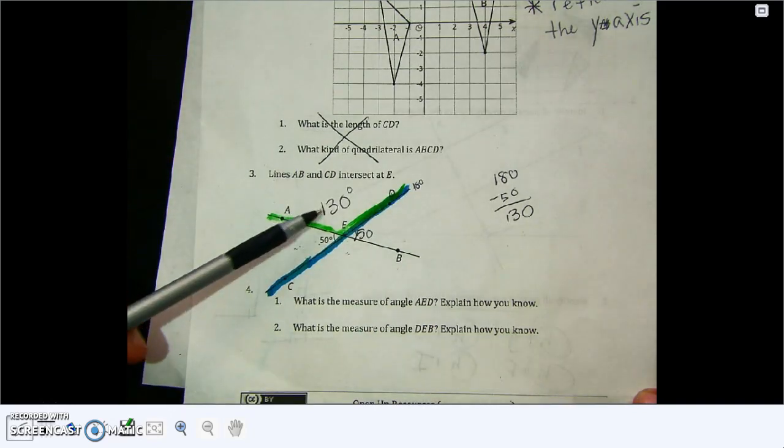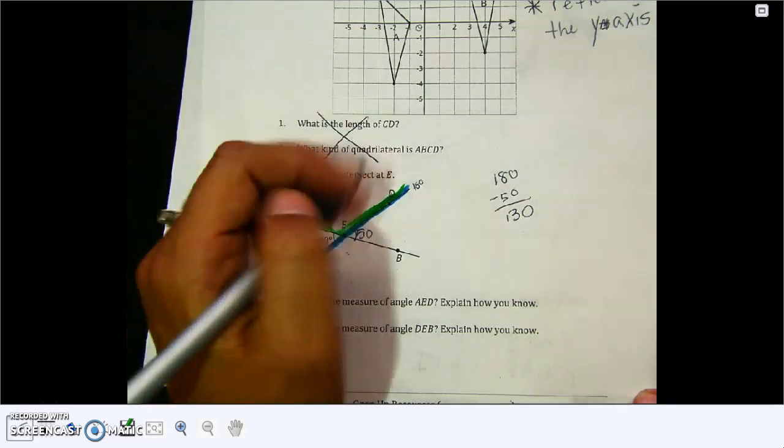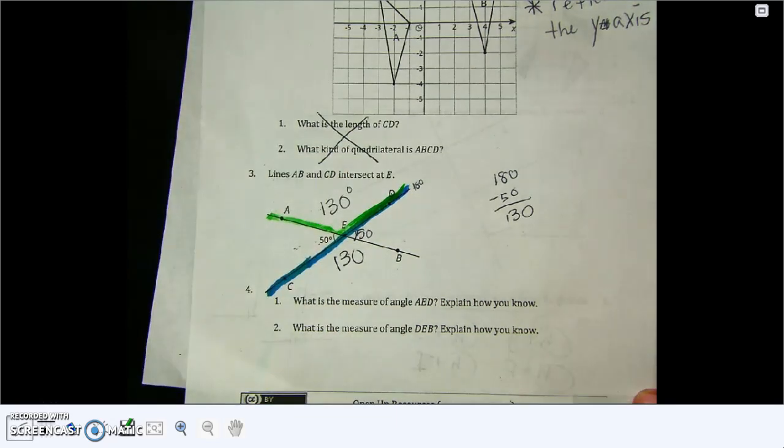Now that I have this one, I know this is a vertical angle, meaning right across. Angles that are across are the same measurement. So I can go ahead and put that.